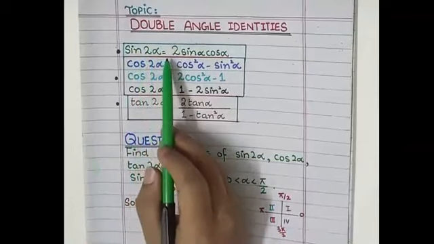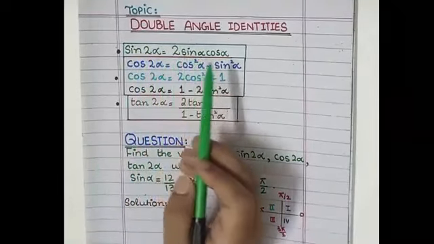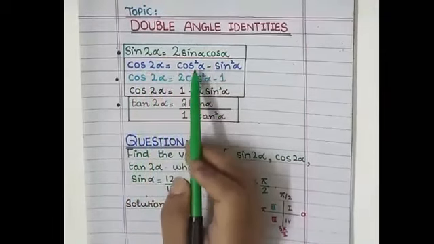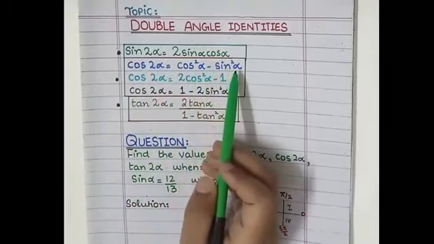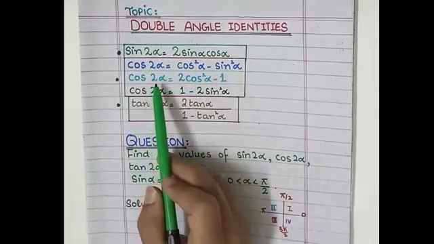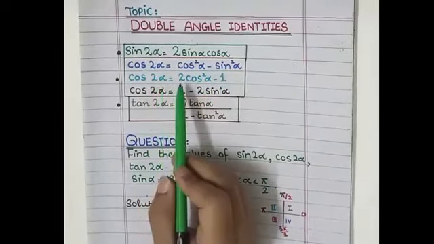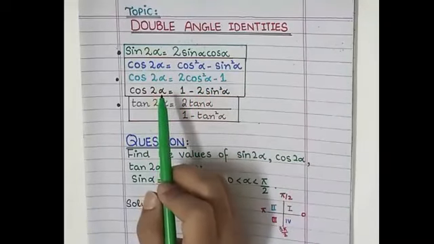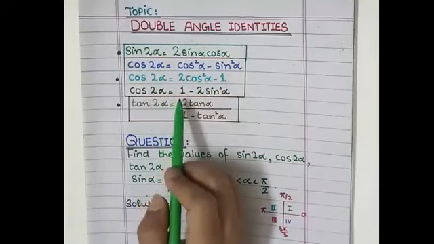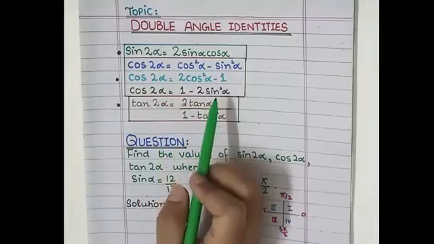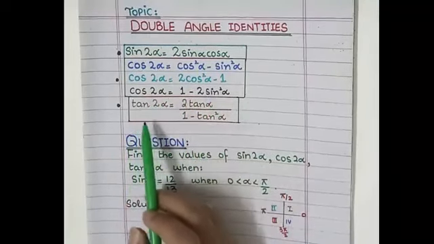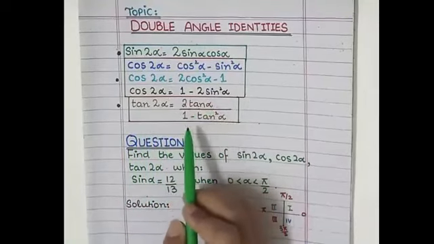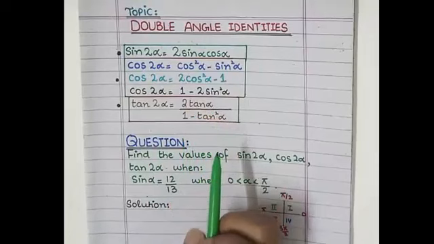Sine 2 alpha is equal to 2 sine alpha cos alpha. Cos 2 alpha is equal to cos square alpha minus sine square alpha. Cos 2 alpha is also equal to 2 cos square alpha minus 1. And we have another formula for cos 2 alpha, which is 1 minus 2 sine square alpha. Whereas tan 2 alpha is equal to 2 tan alpha over 1 minus tan square alpha.